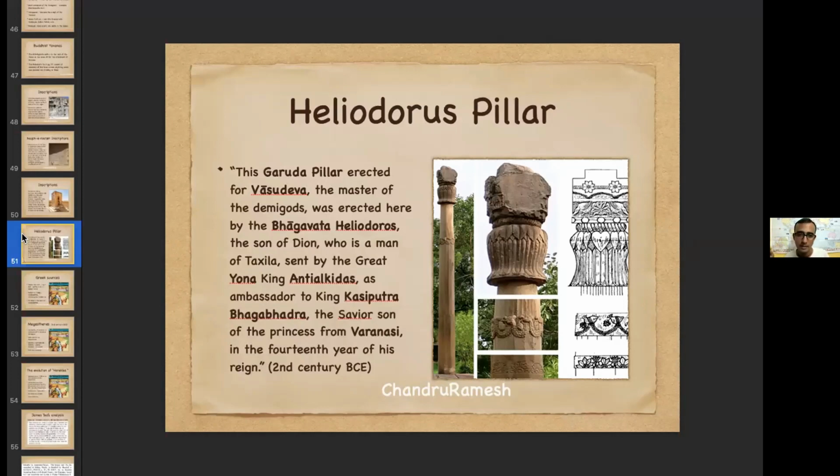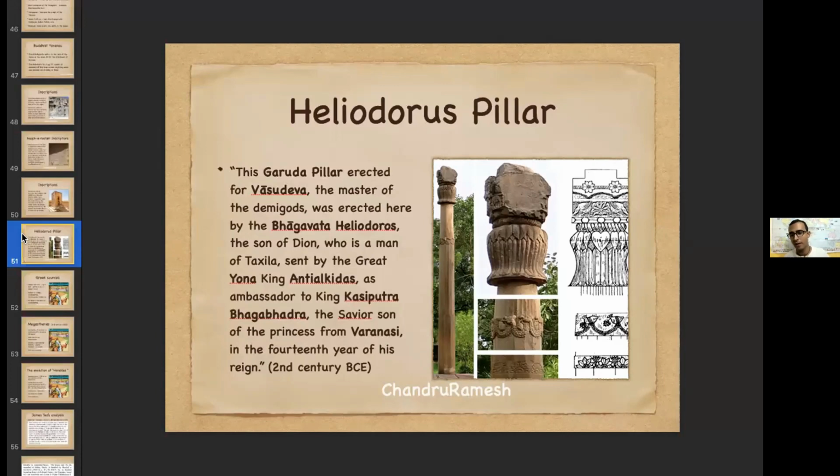It says, "This Garuda pillar erected for Vasudeva, the master of the Devatas, was erected here by the Bhagavata Heliodorus, the son of Dion, a man of Takshashila, sent by the great Yona king Antialkidas." Okay, Yona king Antialkidas sent Heliodorus, the son of Dion, as an ambassador to King Kashiputra Bhagabhadra, most probably a king of Kashi, the son of the princess from Varanasi, right? So basically he was sent as a messenger.